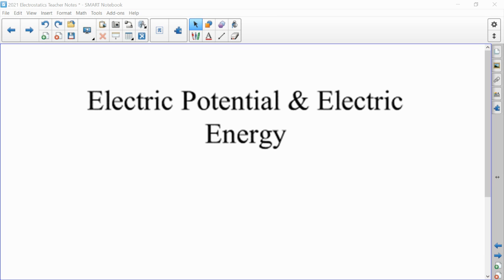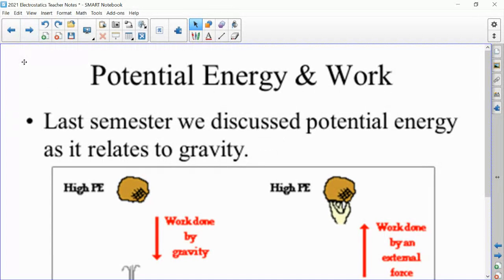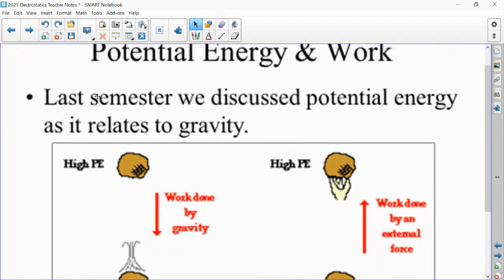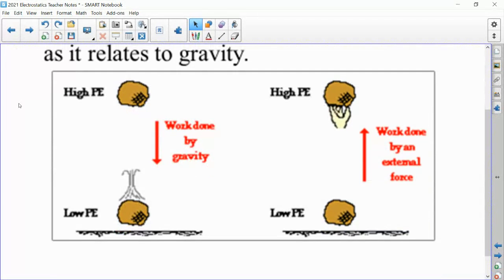Hey y'all. This section is about electric potential and electric potential energy. We're going to relate this to the idea of potential energy, to what we learned back in first semester about gravitational potential energy. Last semester we talked about potential energy as it relates to gravity, right?